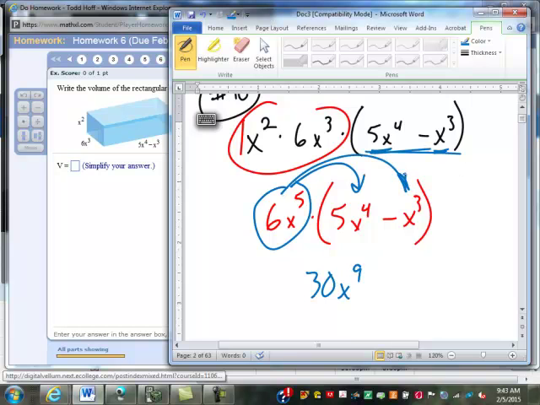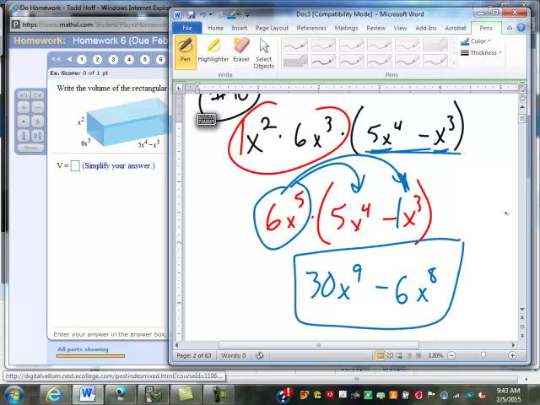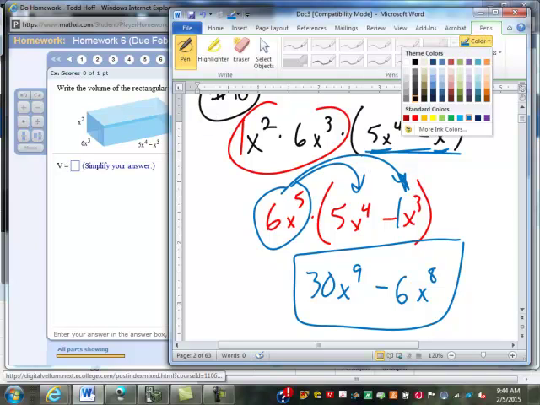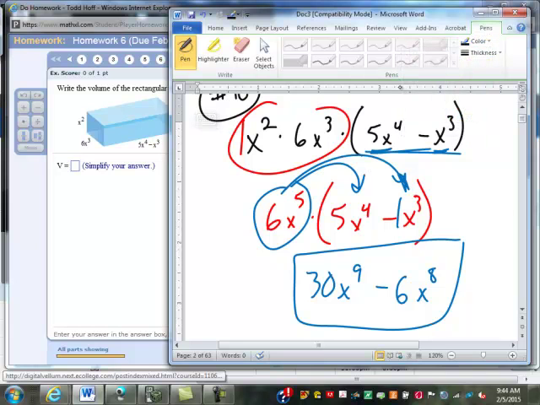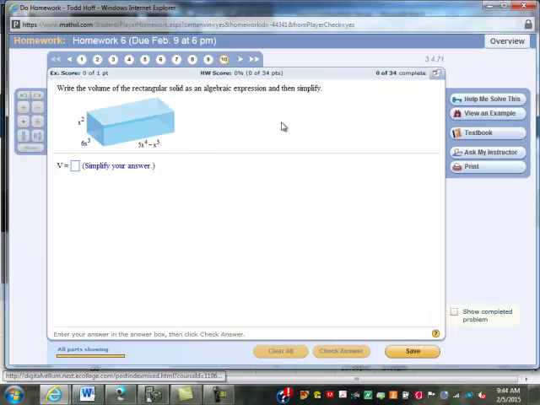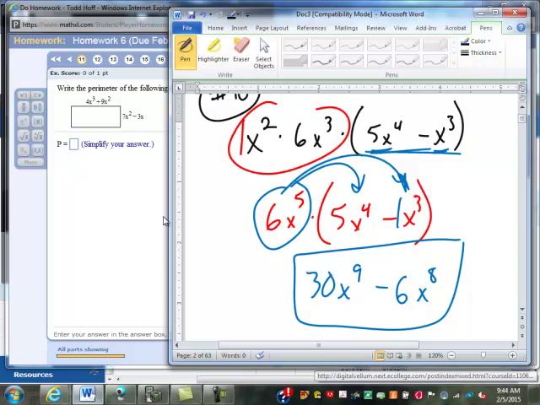6x to the fifth times negative 1x to the third. Careful. 6 times negative 1 is negative 6, x to the eighth. That's the second time you've done that. You got the negative 1 times the number and you're adding instead of multiplying. And it is easy to fall into that because you're adding the powers, but you're multiplying the numbers.